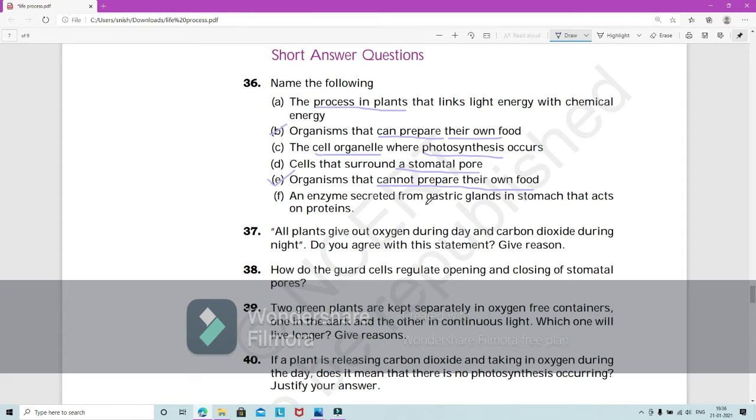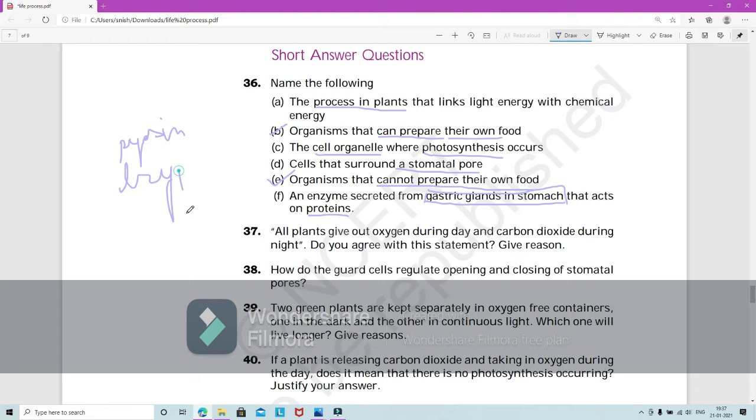An enzyme secreted from gastric glands in stomach that acts on proteins. See, note the point. If they tell gastric glands in stomach which is acting on the proteins, then it will be pepsin. So here the answer is pepsin. But what if they give pancreas? If they tell pancreas, then the answer will be trypsin. Okay, so there are two types of enzymes that can act on our proteins. One is pepsin, the other is trypsin.